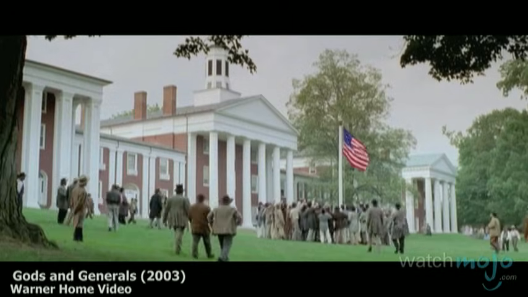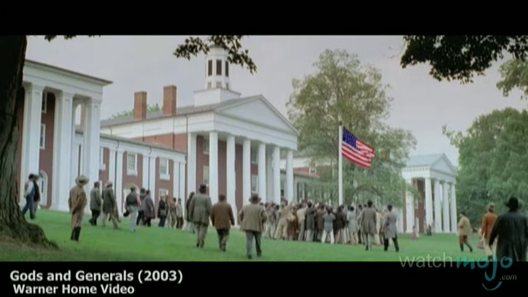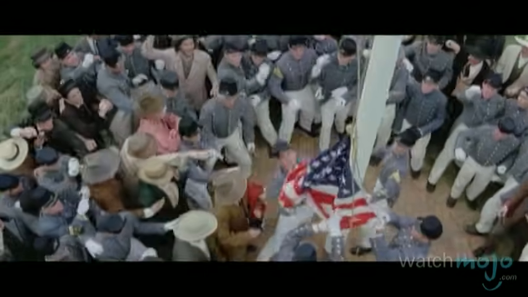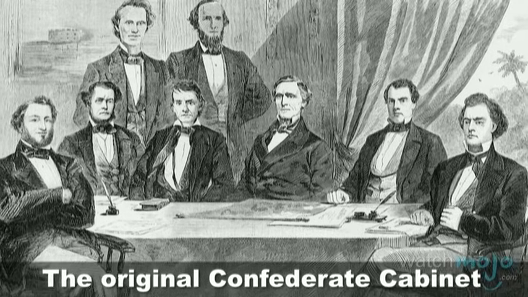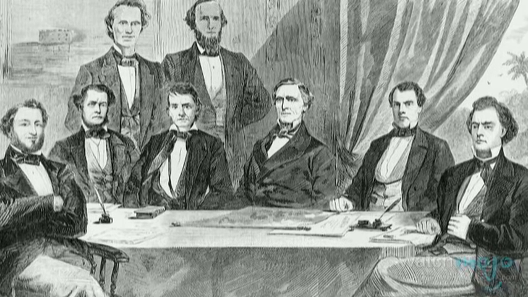Shortly thereafter, South Carolina and 6 other Deep South states began to declare their secession from the U.S. to protect their rights to keep slaves. This group then formed the Confederate States of America on February 4, 1861.